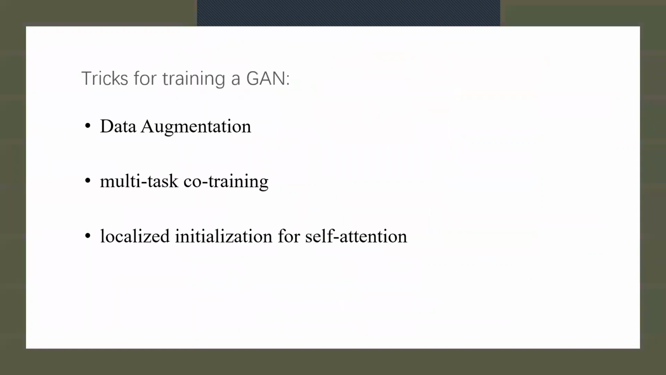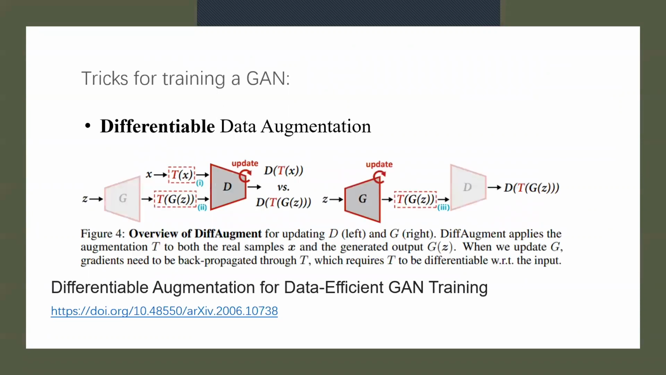Finally, I want to mention some tricks for training such an interesting network like a GAN. There are 3 techniques listed in the paper: data augmentation, multitask training, and localized initialization for self-attention. Due to time limits, I cannot introduce them all, but data augmentation especially is very important to TransGAN and gets even more benefit than the standard GANs. There's a trick to apply backpropagation to any differentiable data augmentation, like cropping, rotation, or color changing. You can check more details in the paper below. And applying data augmentation is better for this transformer-based GAN because a transformer needs even more data than a convolution-based one because it does not have the locality bias.